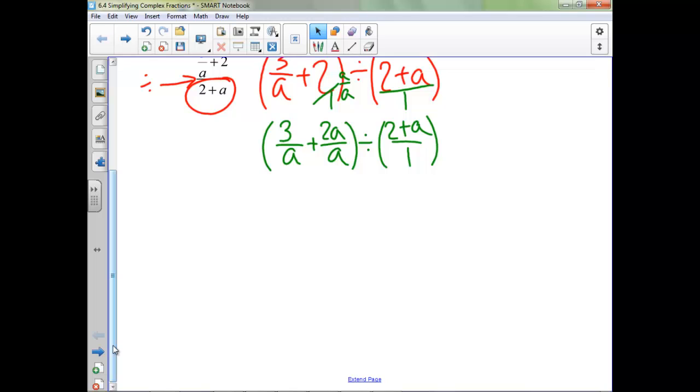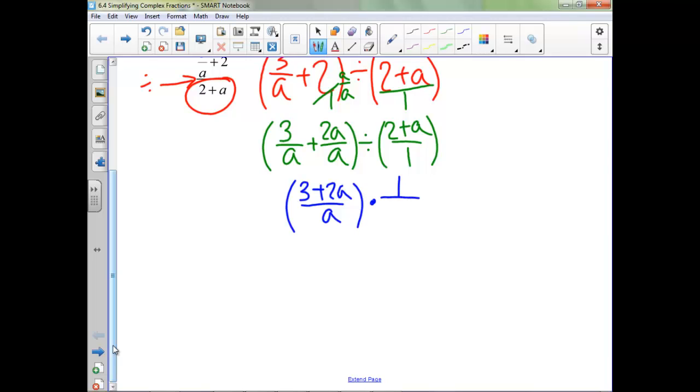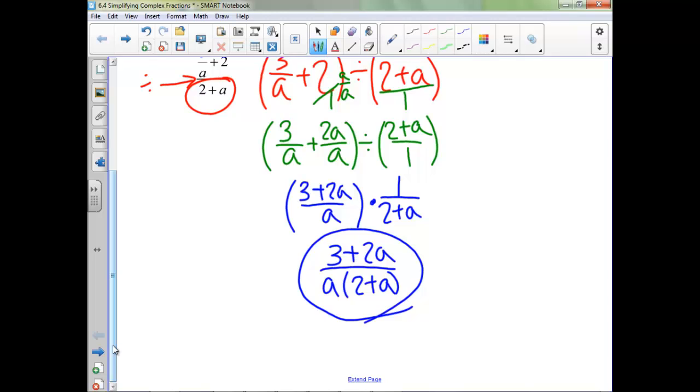And now this first fraction we can combine so that we've got 3 plus 2a over a. And when we have division, remember we can multiply by the reciprocal. And nothing cancels out, so we're left with 3 plus 2a over a times 2 plus a. And that's it.